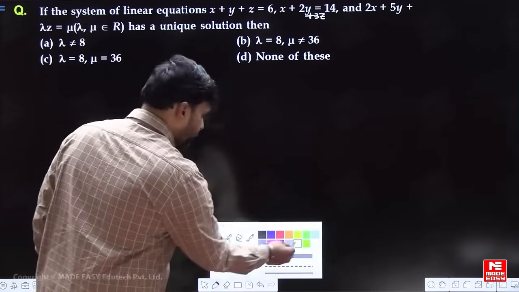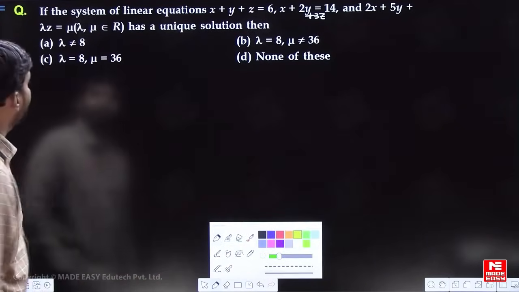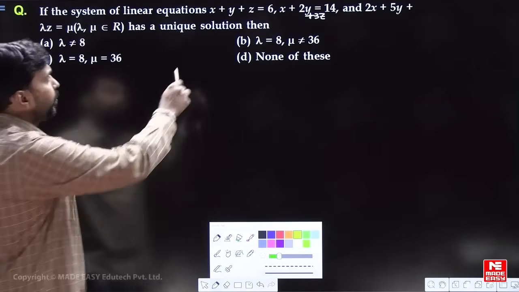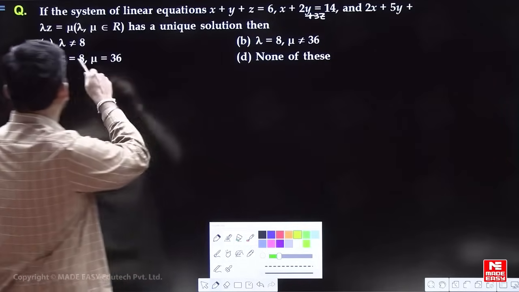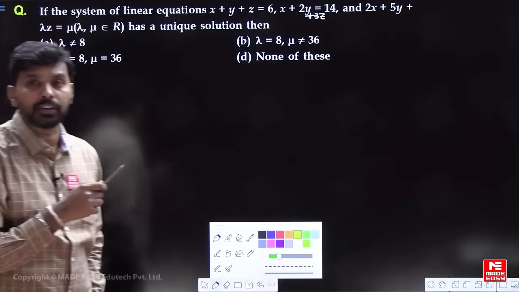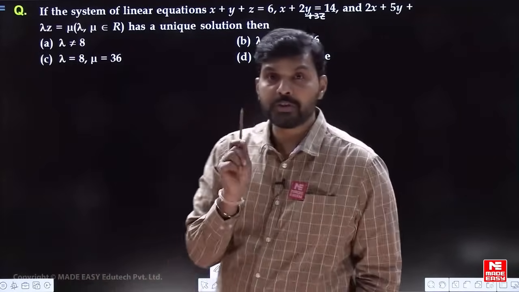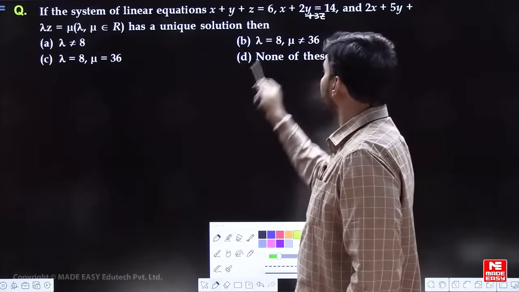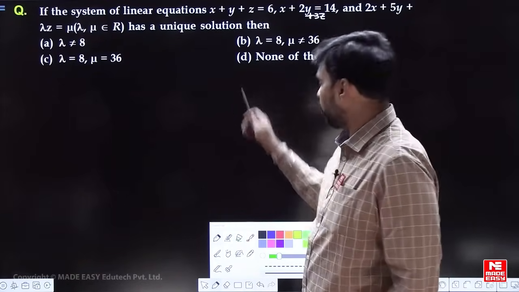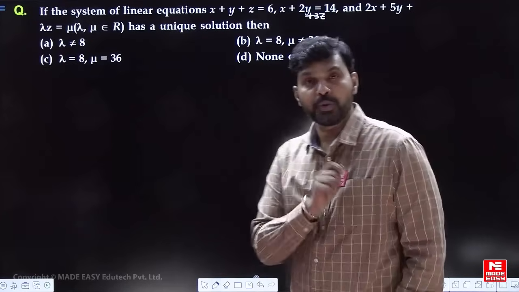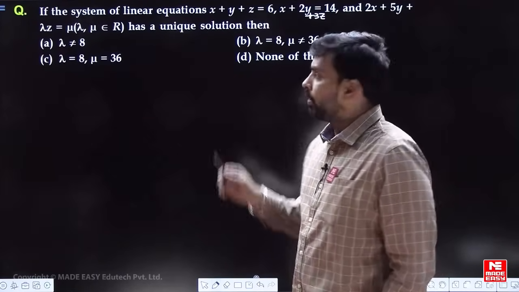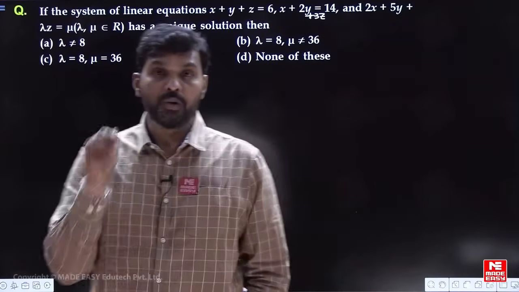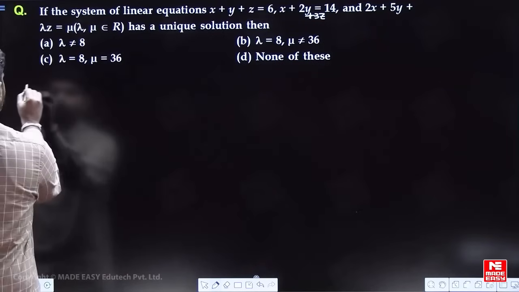Now dear students, what is this question? Here in this system of linear equations, three equations in three unknowns are given, and this system is a non-homogeneous system. It says that it has a unique solution, then which of the following is true here?